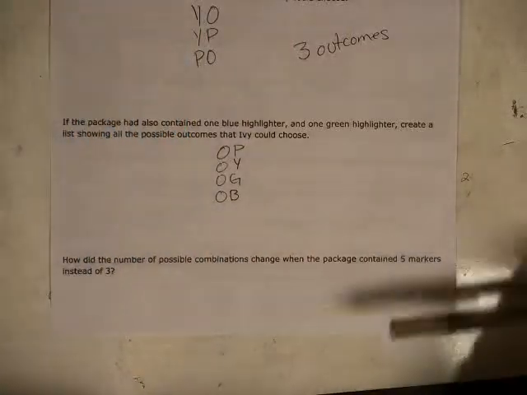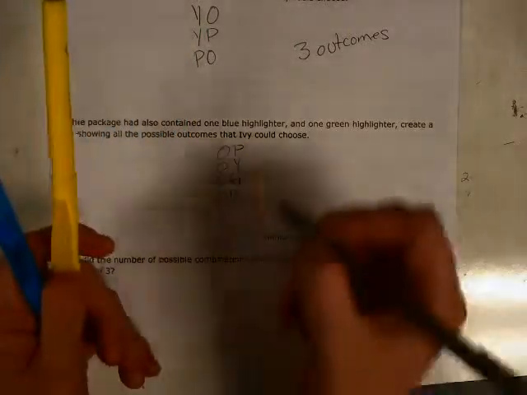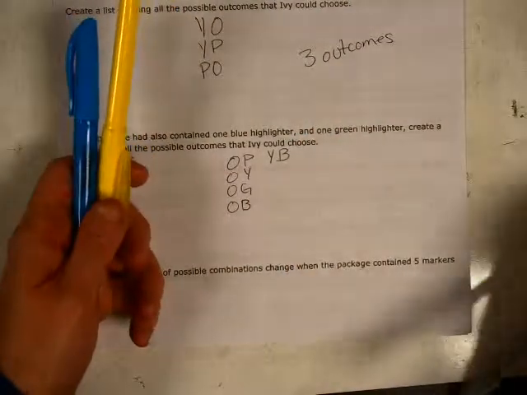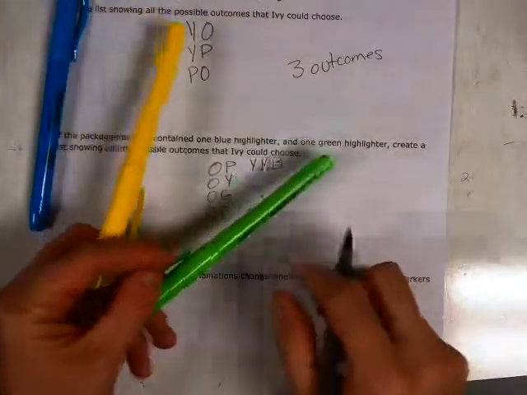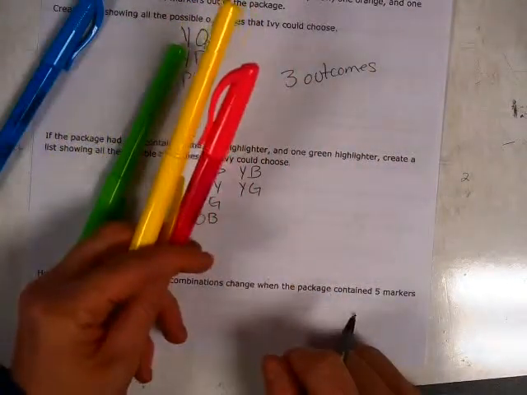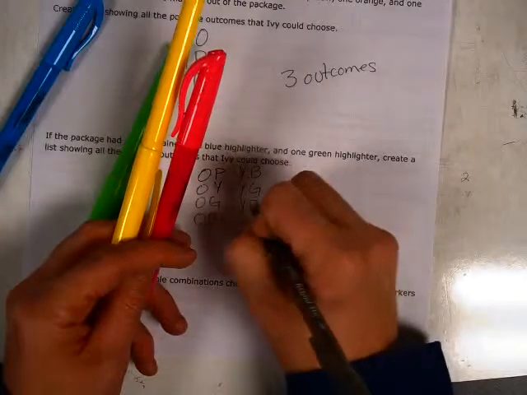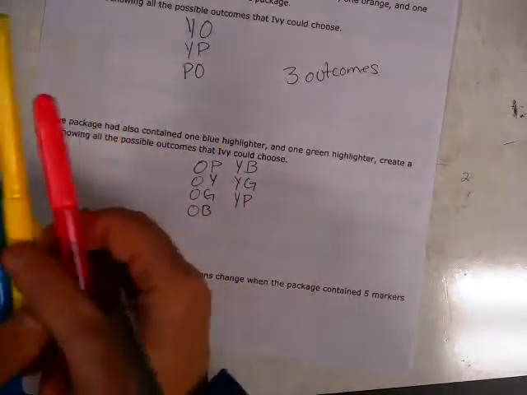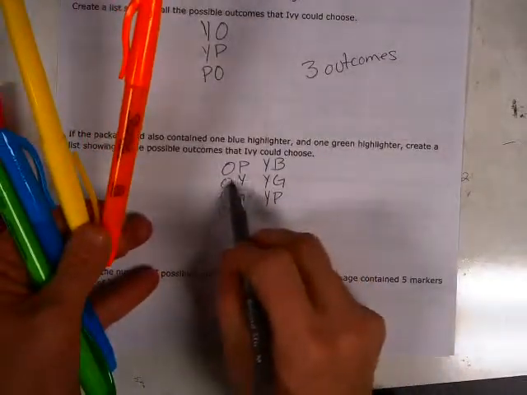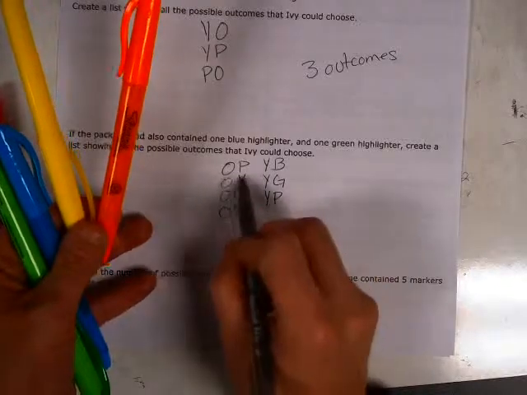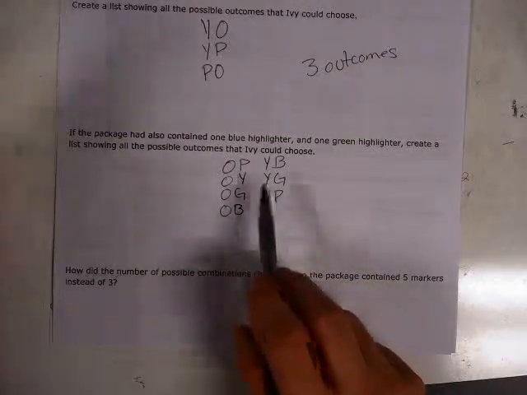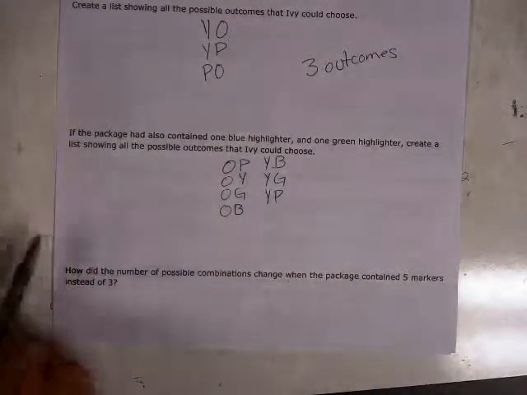But then she could have a yellow and blue. And then she could have a yellow and green. And then she could have a yellow and pink. Now, if she grabs yellow and orange again, we already have that combination right here. So I don't have to write YO because I already have it right there, okay? So, essentially what it's saying is the yellow is out and the orange is out. We've used all those combinations.